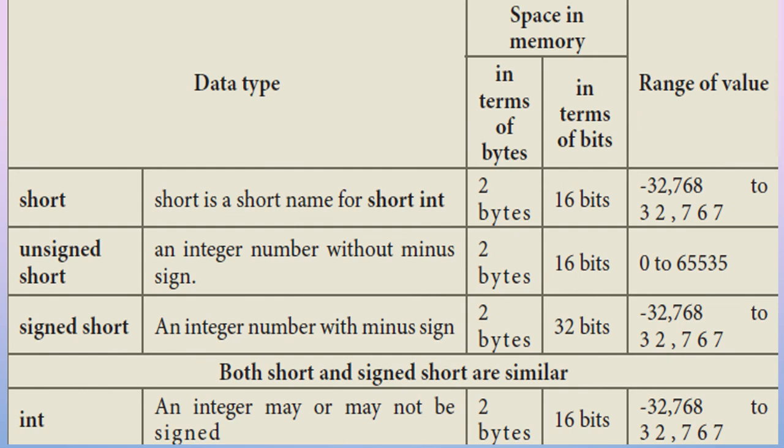Let's see the examples of modifiers and their size. Okay, so short is the modifier. So short oda use enna, it is short name for shortened. So 2 bytes use agum, 16 bits. It is more or less similar to the int size.